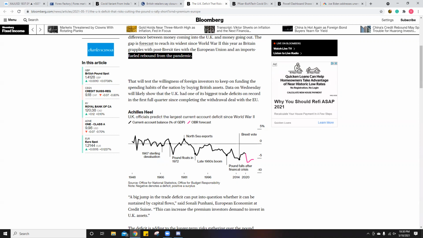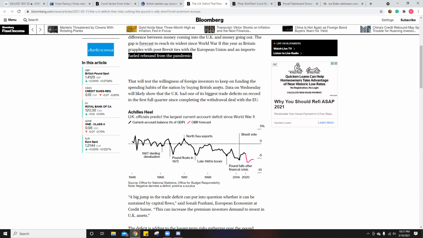Some of them may be low impact news, quote, unquote, and some of them may be higher impact news, like interest rates and things like that. But these are the factors that come into play when foreign investors are looking into economies, and they're looking into whether or not to continue buying British assets.